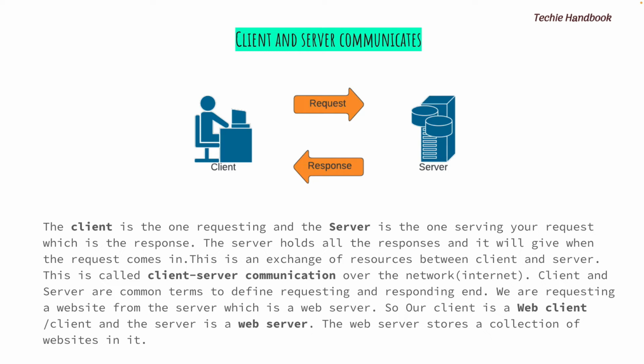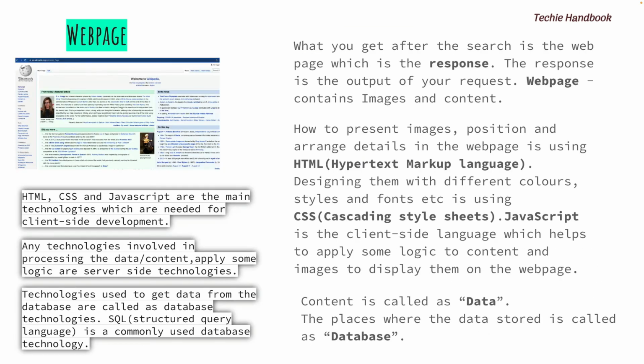Here we are searching for a website. So our client is a web client and the server is always a web server. The web server stores a collection of websites and gives the response whenever a request comes in from the web client. Now let's look at what the response looks like for any website request.